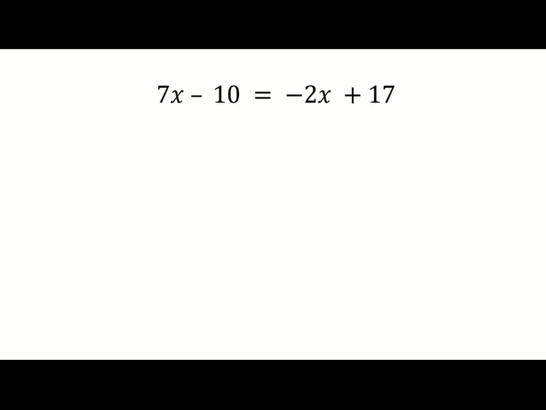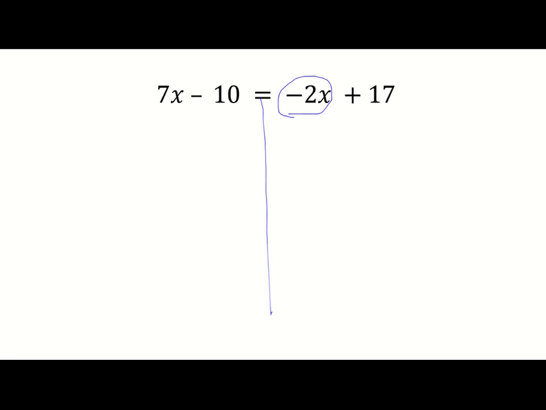Our first example of solving equations with variables on both sides is 7x minus 10 equals negative 2x plus 17. So what I'm going to do to solve this equation is, of course, split this into left side versus right side. And what I want to do is get all of my variable terms on the same side of the equals. So what that means is I can either move the 7x to the other side with the negative 2x, or I can move the negative 2x over with the 7x. What I'm going to choose to do, because I like to keep numbers positive, is move the negative 2x to the other side.